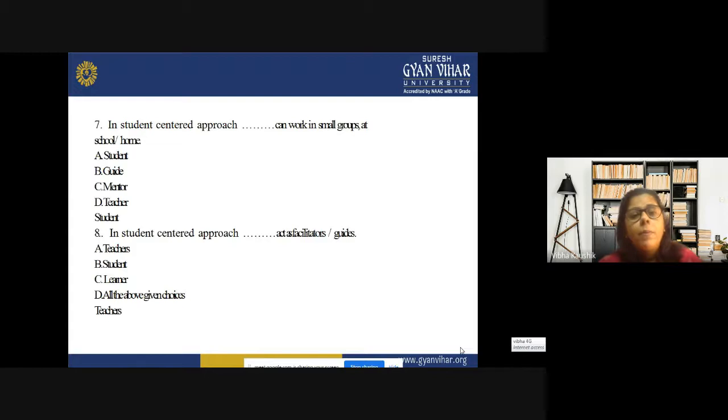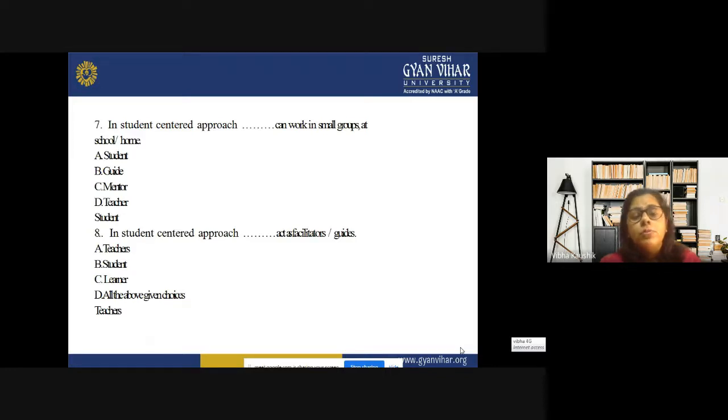Now, the seventh one, in student centered approach dash can work in small groups at school and home. In student-centered approach, who can work in small groups at school or at home? Now the options are A student, B guide, C mentor, or it's D teacher. So who is working on that? Now the correct answer is option A, that is student.